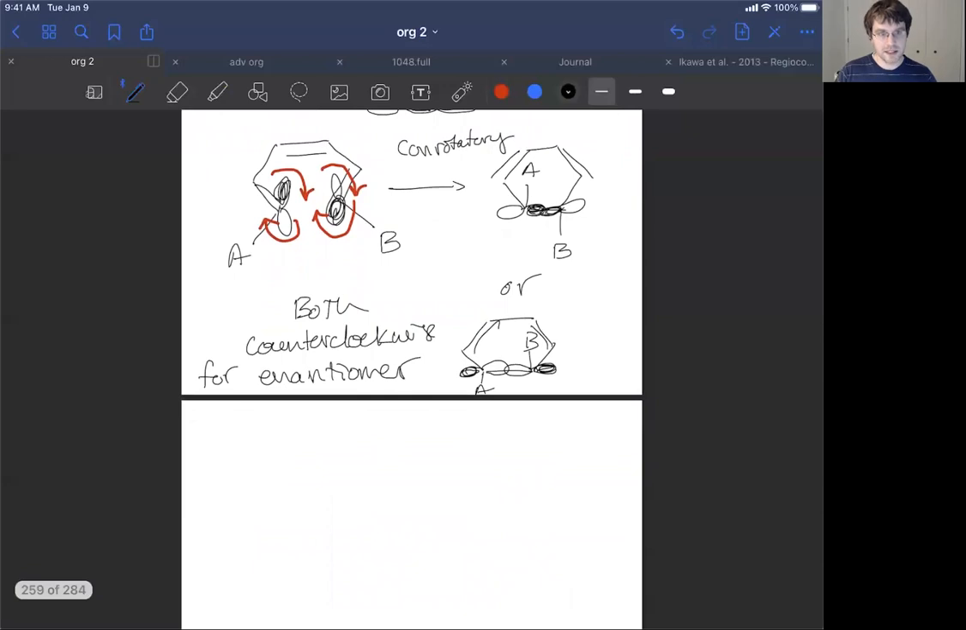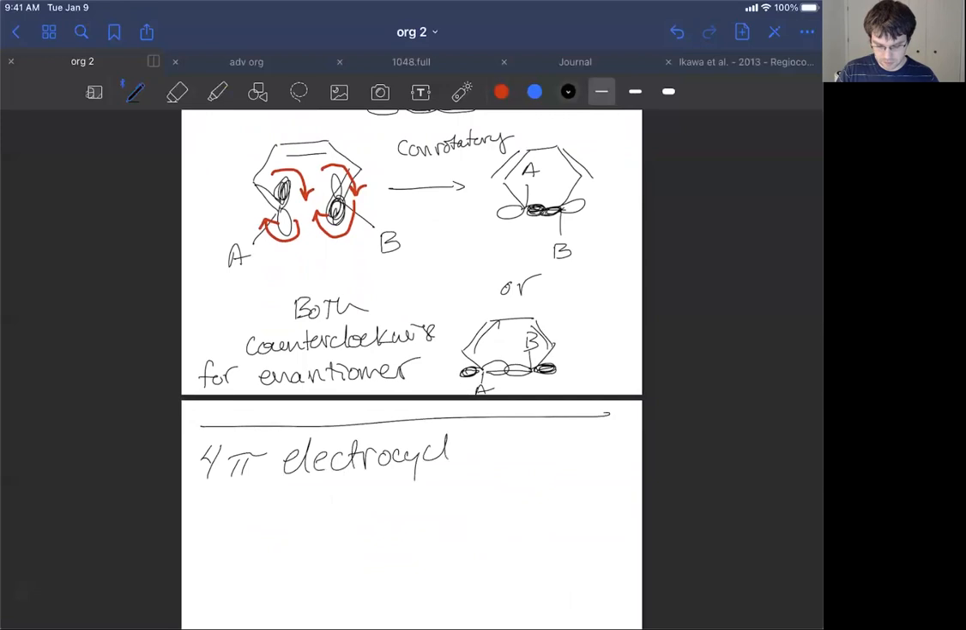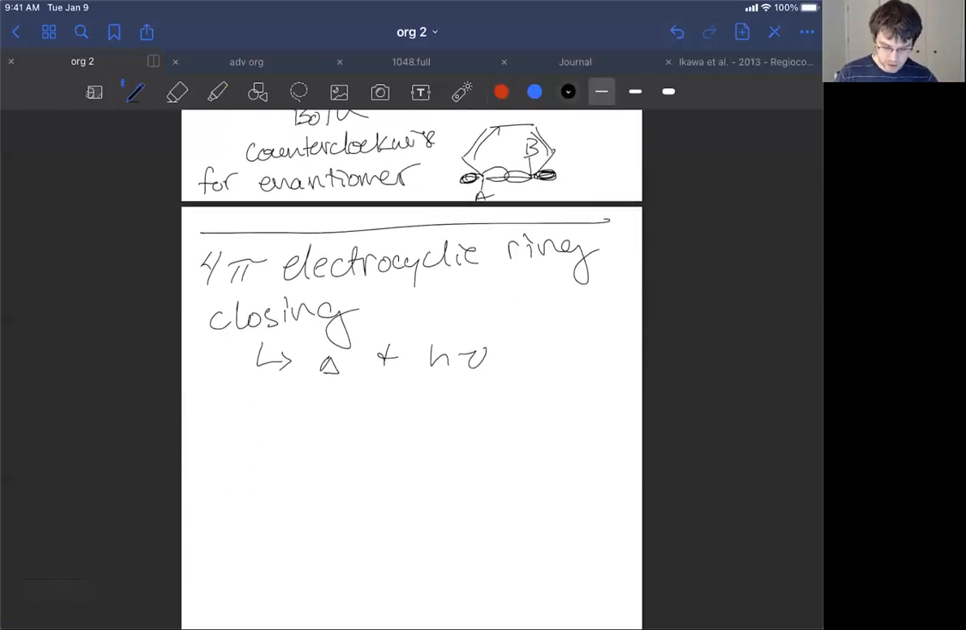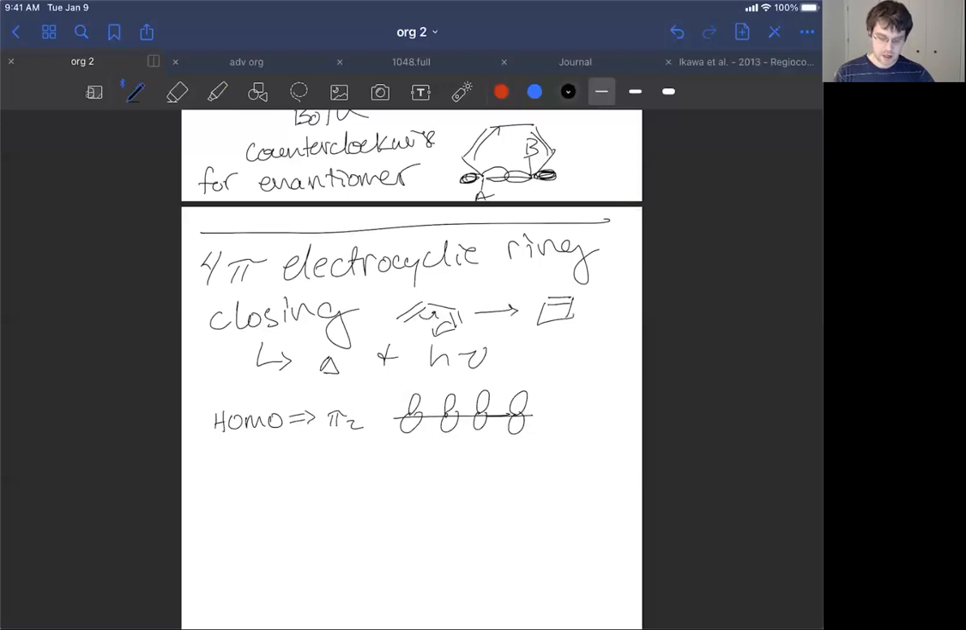So let's say we use a 4 pi electrocyclic ring closure. So I'm going to look at 4 pi electrocyclic ring closure with light and heat. Now to do this, I need to consider the HOMO and the LUMO. So the HOMO is going to be pi 2, which looks like this. Now we only had 4 pi electrons in butadiene, just our 2 alkene system.